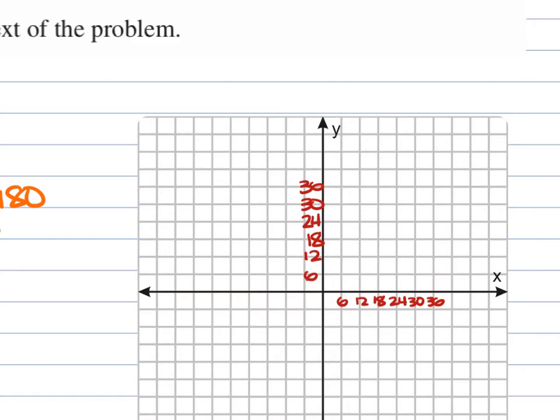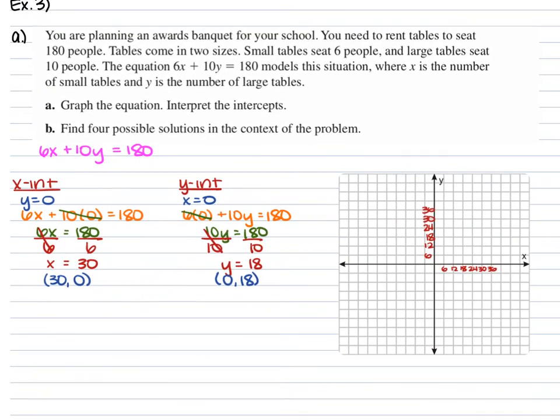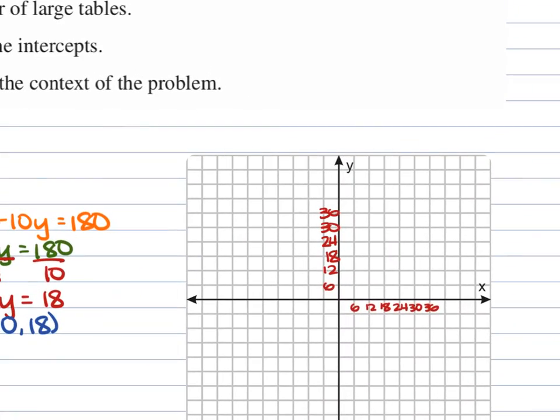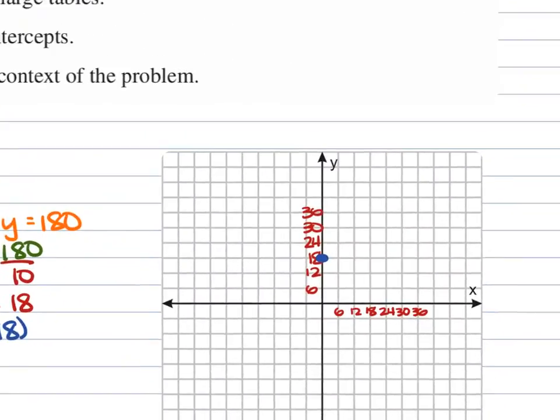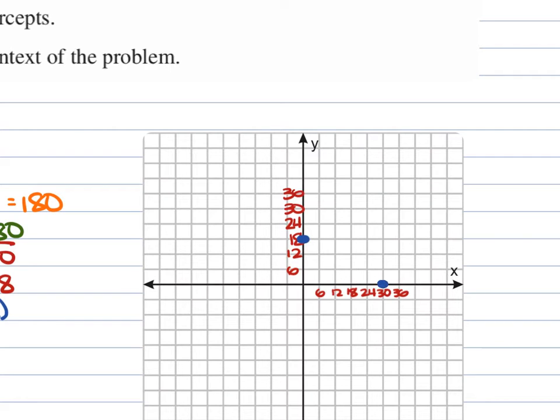So when we graph these, our y-intercept is at 0, 18, so that's going to be here, and then our x-intercept is 30, 0, so that's here. Now with these, you're not going to be dealing with a negative amount of tables or a negative amount of people, so our line would literally just go from point to point. So it would just connect these 2 points.